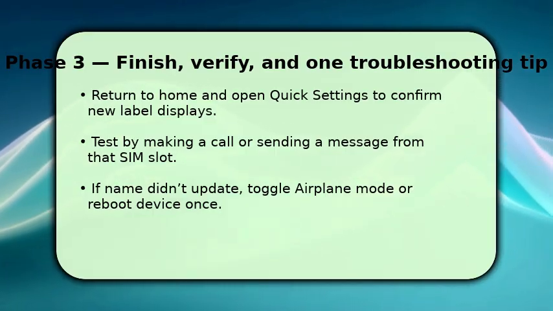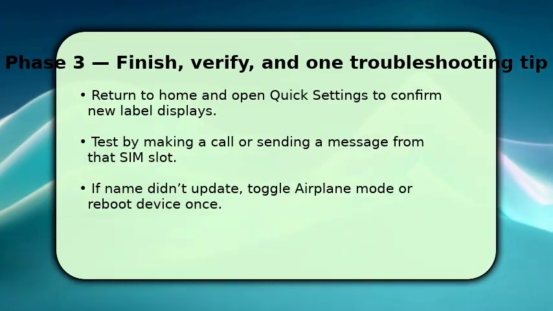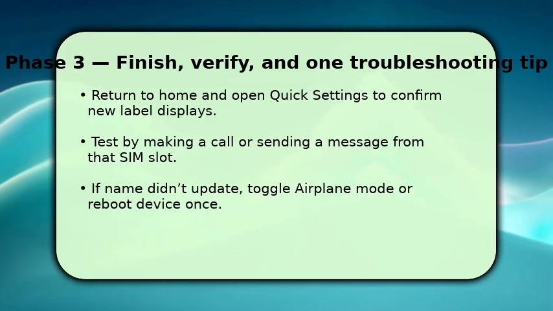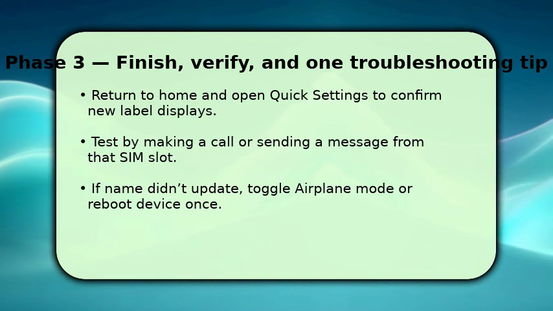If the label does not update immediately, toggle airplane mode or reboot the device. This forces the system to reload SIM metadata. If problems persist, check for carrier lock or system updates, because those can sometimes prevent local label changes from sticking.